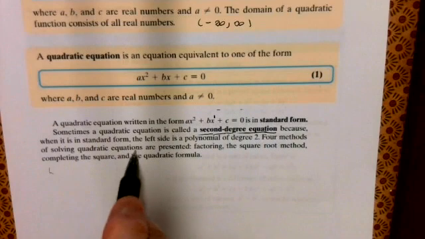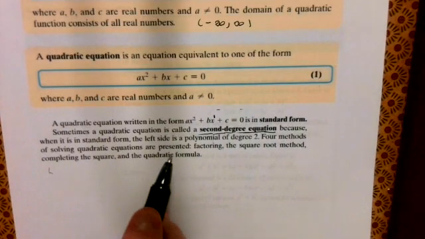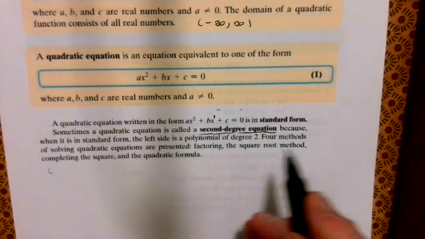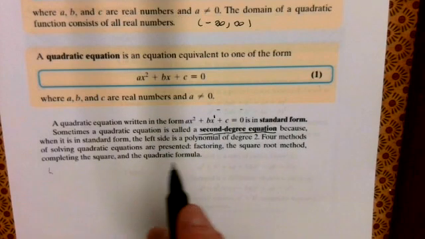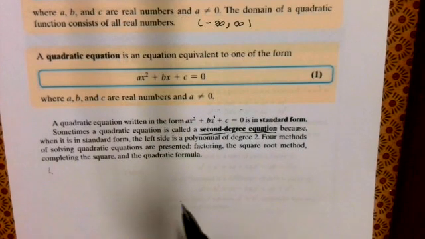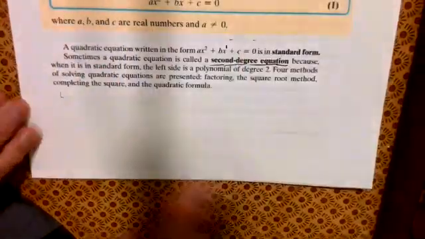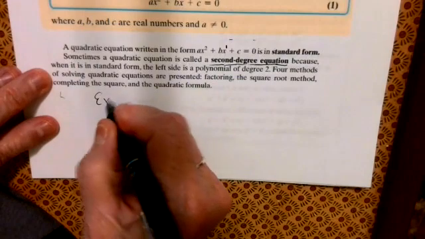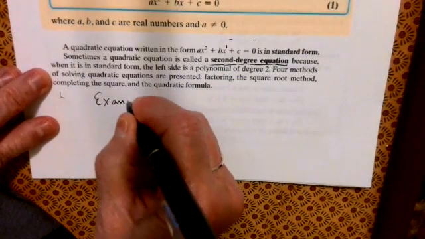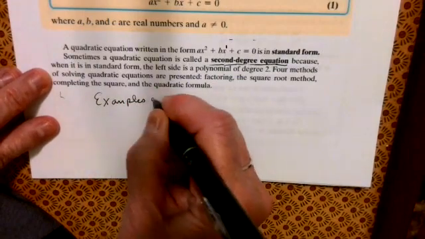There are 4 methods of solving quadratic equations, and we've already mentioned this: factoring, the square root method, completing the square, and the quadratic formula. So let's talk about some examples of quadratic functions and some examples of functions that are not quadratic.